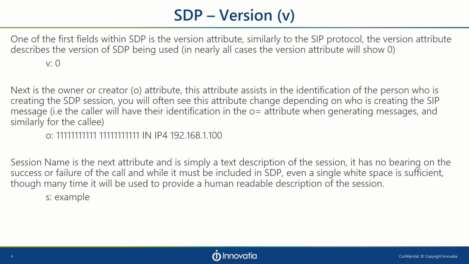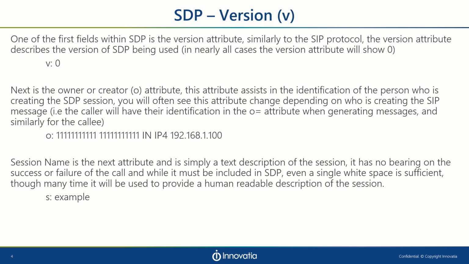The next attribute down is what's called the session name, and simply the session name is just a human-readable text description for this particular media stream or media session. Some vendors will have an actual description entered into this field. Others will simply include just a white space, and it will then appear as though the session name is empty. It's really not. It does have a white space in it.